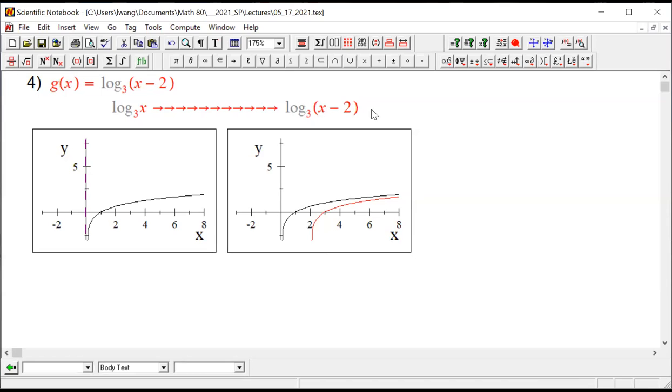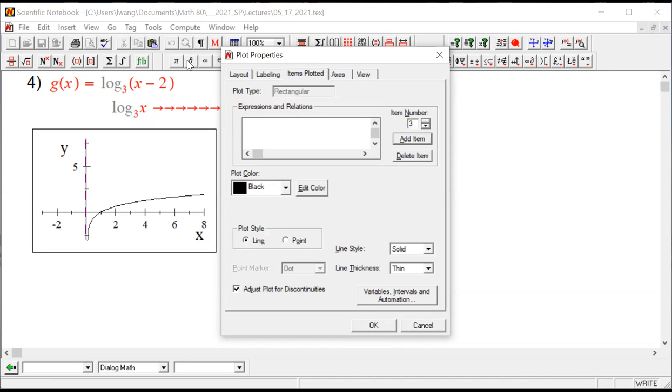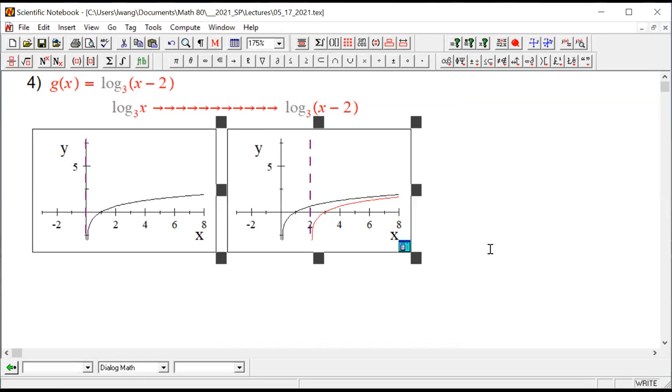Okay, so now it's being shifted to the right by 2 units. I'm still going to use the purple, broken medium, shifted to the right.